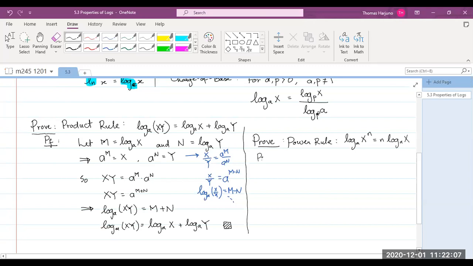Proof, the same. Let m be log base a of x. So a to the m equals x. Now take this to the power of n, for any n.